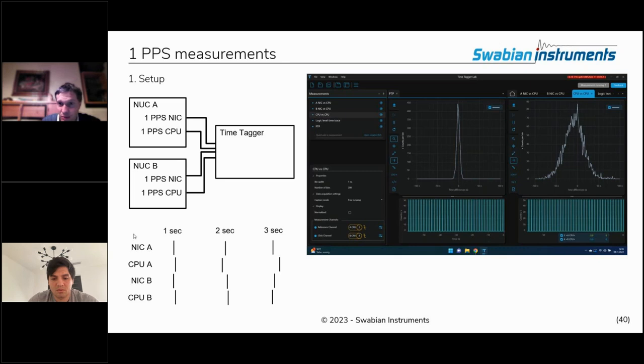What you see on the top right is a screenshot of the measurement that we did back then. These are the histograms of the time delays after letting this run for some time. The left one is the PTP, so that's the NIC versus the NIC, and you see that the width of the histogram is in the range of, I don't know, 10 nanoseconds or so. On the right-hand side, you see the CPU versus the CPU, so this is the whole synchronization chain, and this also looks pretty Gaussian with a width of around 50 nanoseconds.